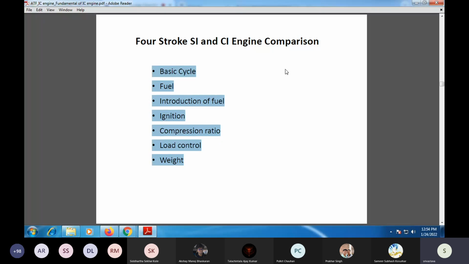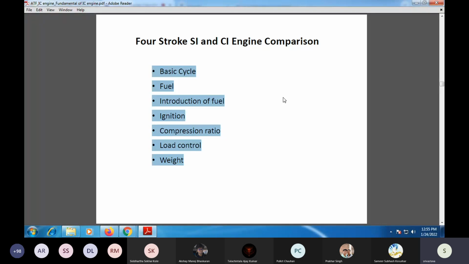Okay, is there any question here? On the 4-stroke SI engine and 4-stroke CI engine, we have discussed the different activities going on in each stroke, how the spark ignition engine works, how the 4-stroke diesel engine works, and what the difference between the two is.